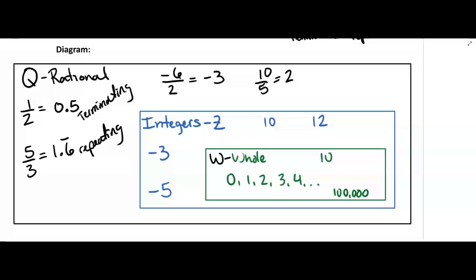So this is the diagram that we'll use to help us with our exercises. Make sure that you have this complete before our next class, and we will practice with you soon.